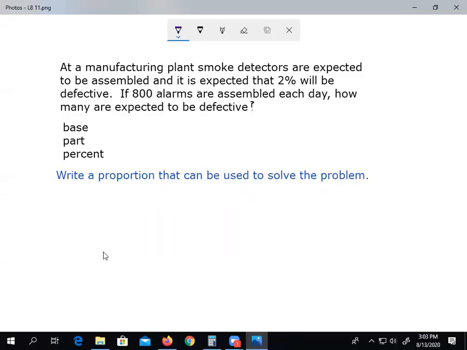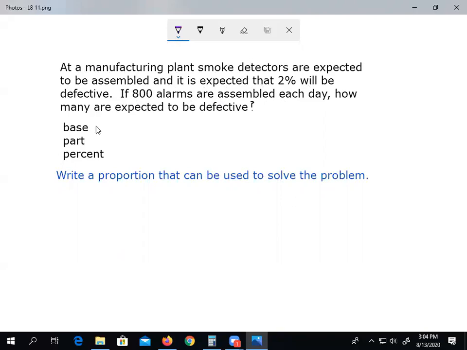So to better understand percent problems, let's look at an example. At a manufacturing plant, smoke detectors are expected to be assembled, and it's expected that 2% will be defective. If 800 alarms are assembled each day, how many are expected to be defective? So basically what we're trying to do is figure out what's the base, the part, and the percent.